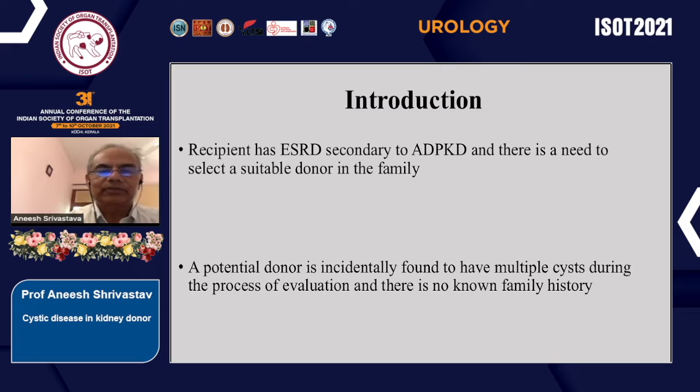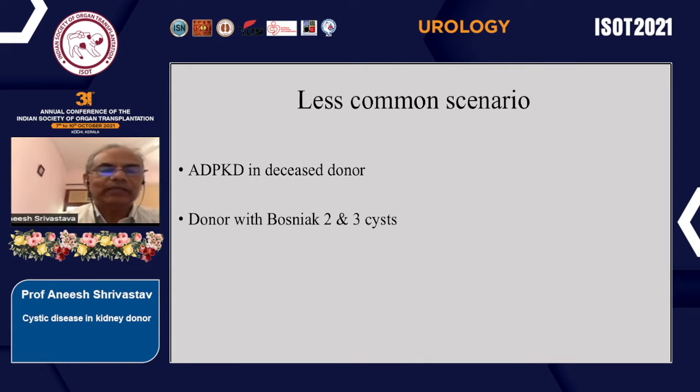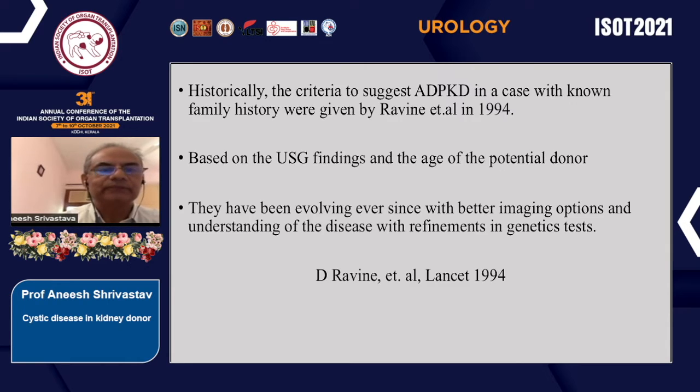There is another situation where the donor is incidentally found to have multiple cysts, but he doesn't have anybody in the family who is having ADPKD. So these are the common scenarios, and less common are, I'll take later in brief. Can we use ADPKD kidneys, known ADPKDs from a deceased donor or a brain dead donor, or how to deal with donors who have Bosniak 2 or 3 cysts.